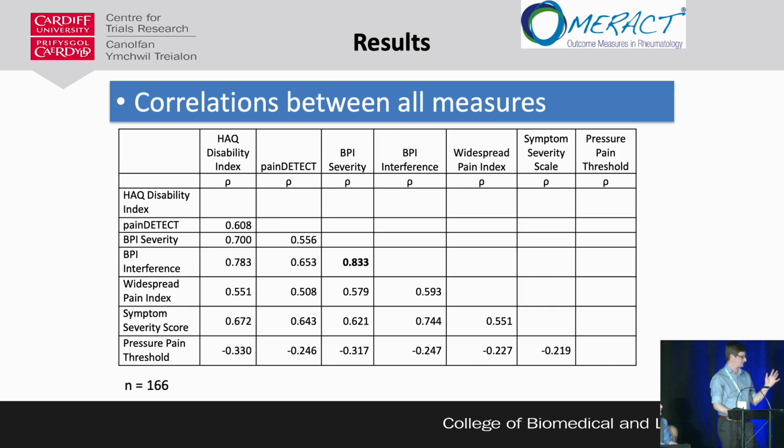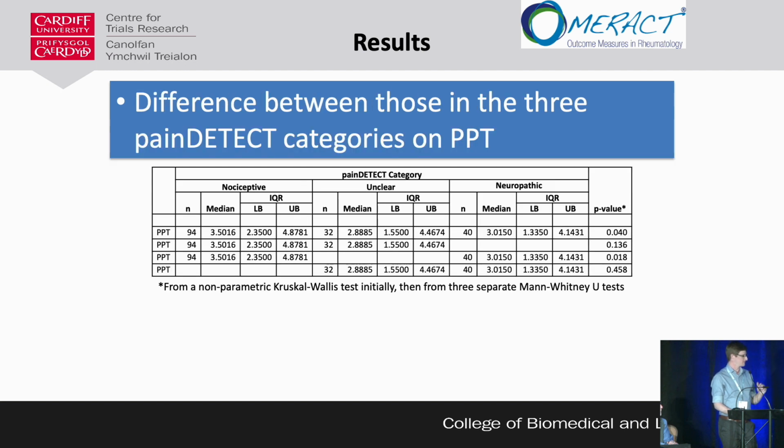Here are the correlations between all of the measures. The important one there is in bold in the middle, that we see that the brief pain inventory severity and interference measures correlate very highly, suggesting they might be measuring a roughly similar construct. Other values of interest on here as well are that the severity and interference measures correlate moderately with the other measures and very low with the pain pressure threshold that we see at the bottom. So I'll come back to what all that means at the end.